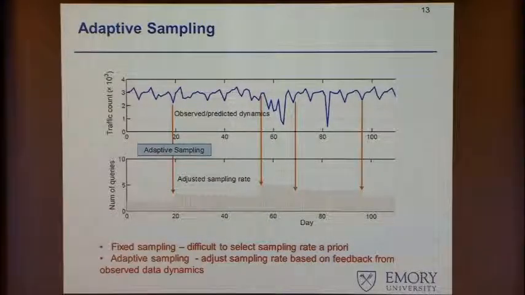The second idea was the adaptive sampling, as I mentioned. This just illustrates the idea. If the data is fairly constant, we want to keep the sampling rate low. However, if the data is going through a lot of changes, we want to increase our sampling rate and get more observations. So how do we control this?